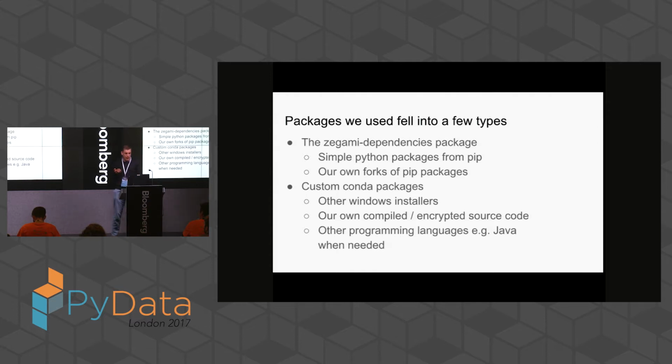The sort of packages we used fell into a few types. We had this Zagami dependencies package, which was just all our dependencies, so that we could avoid duplicating the dependencies between the constructor files and the rest of our development pipeline. We then had our own forks of various pip packages. We had some custom Conda packages.